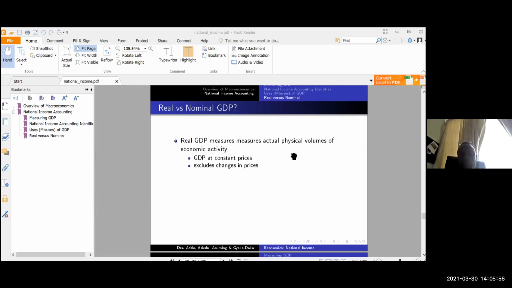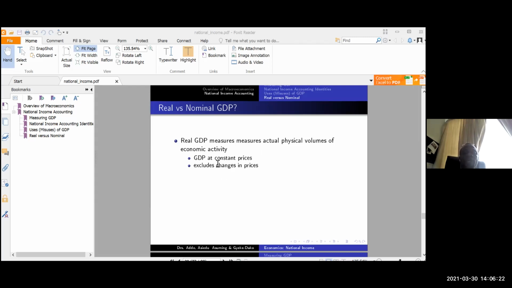Follow the definition. I'll work an example and then we come back to the definition. We are saying that real GDP measures the actual volumes of economic activity, the output that we are producing. How is this output changing, increasing or changing in the economy? So that is what we mean. It measures the actual physical volumes of economic activities.